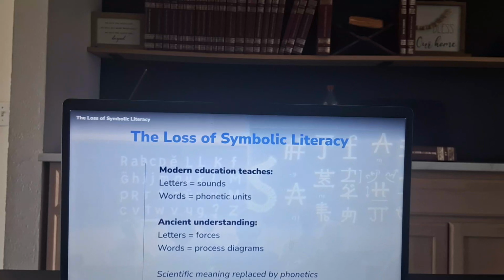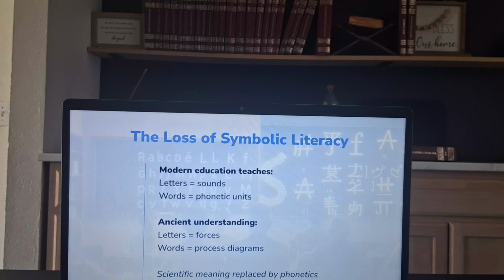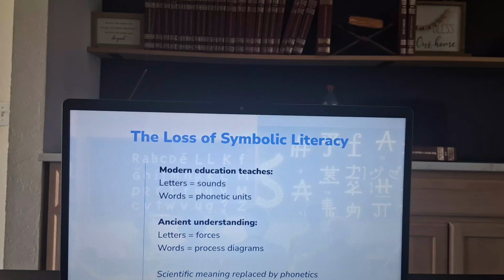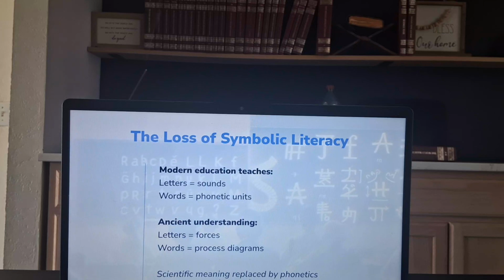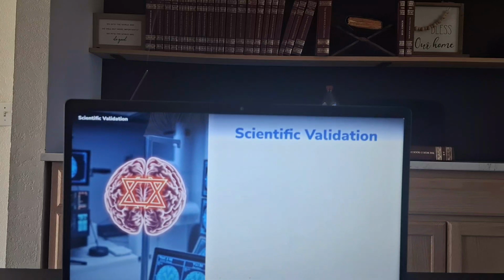Modern education removed symbolic literacy. Students learn that letters represent sounds, not forces. Words are phonetic units, not diagrams. The original scientific meaning of YHVH is obscured by phonetic approximations. The physician's rediscovery is significant.